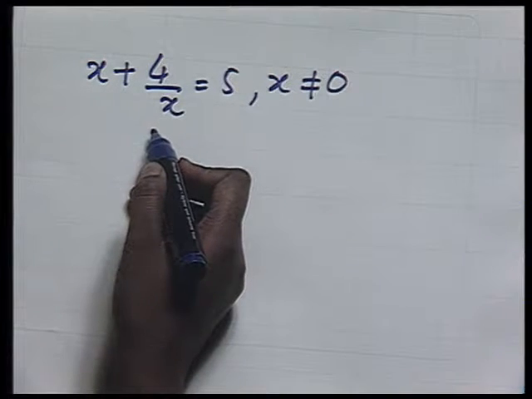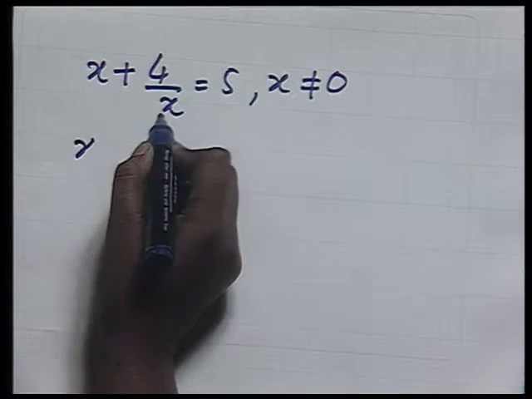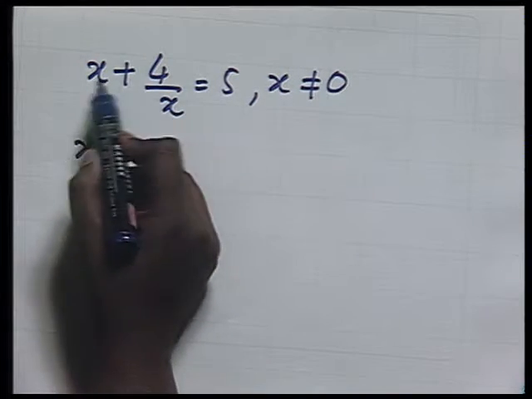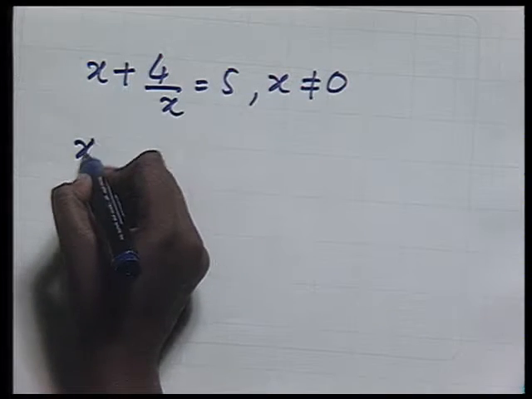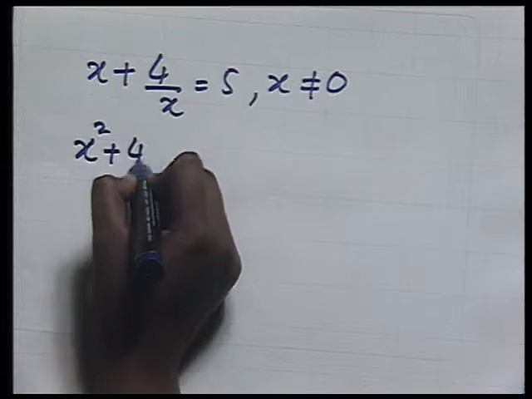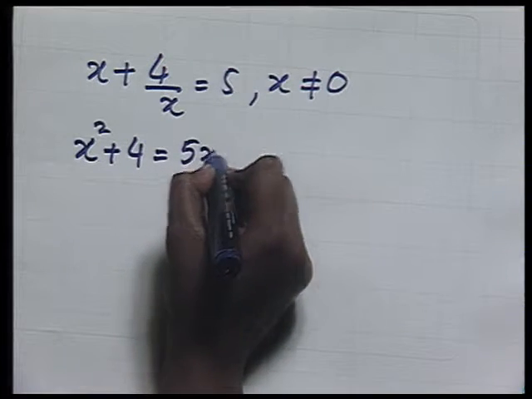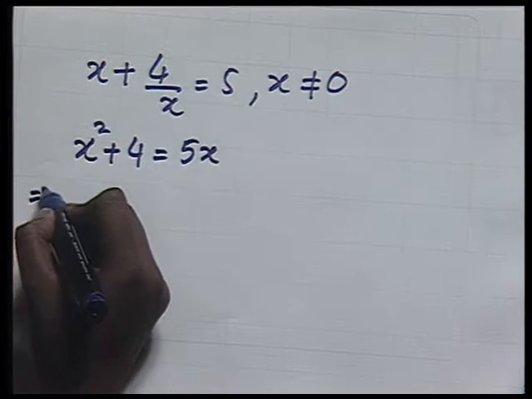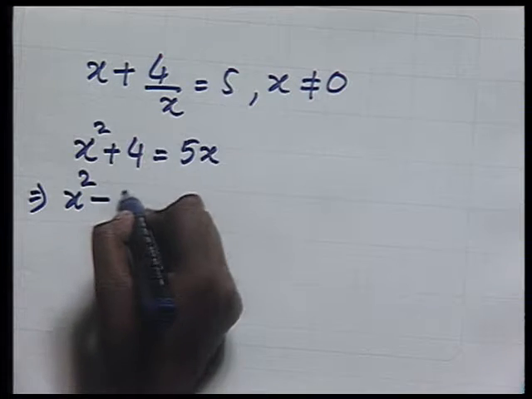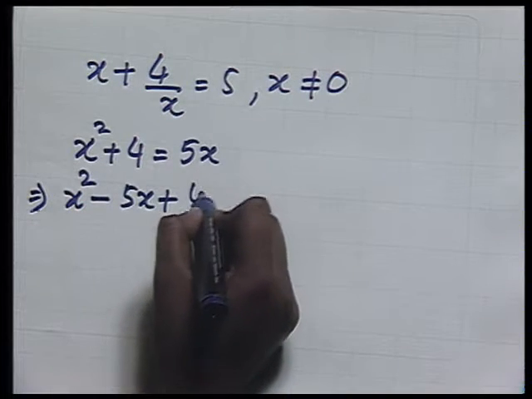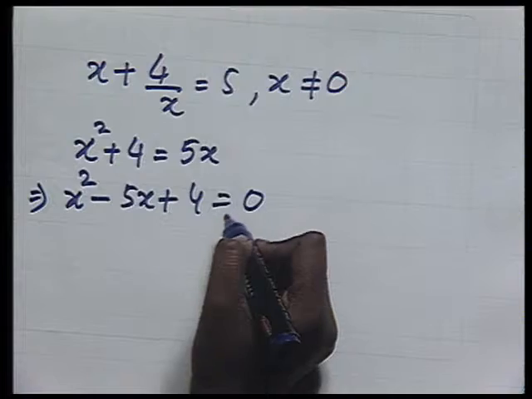Let us simplify this equation and see what we get. If we multiply x on both sides of the equation, we get x square plus 4 is equal to 5x, which can be further written as x square minus 5x plus 4 equal to 0. Oh, this is already a quadratic equation. So, we know how to solve such a quadratic equation. Can you tell what will be the solutions of this equation?